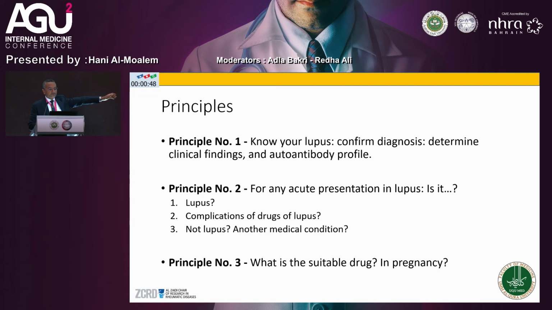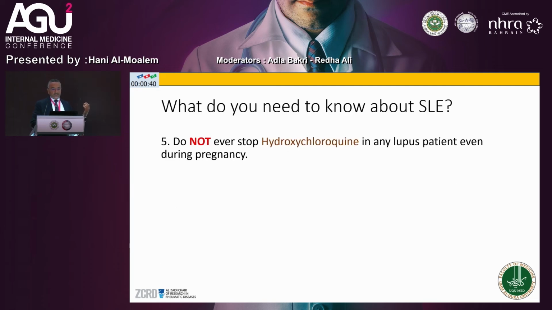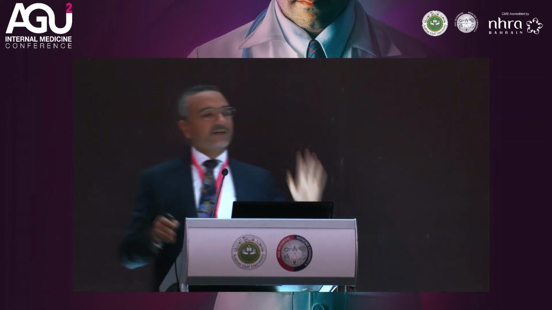So back to the principles, let's focus now on principle number 3. We talked about infections, we talked about lupus and clinical presentation. Let's talk about the drugs. Do not ever, please, internal medicine, stop hydroxychloroquine for any lupus patients. Hydroxychloroquine for lupus is like water for a normal person. You believe it or you don't, it is like that.